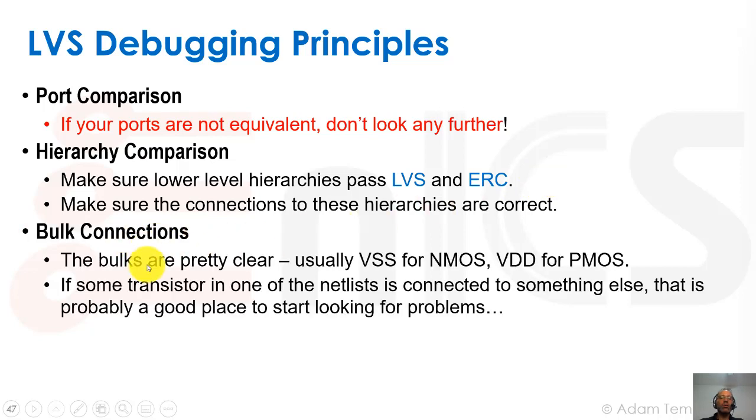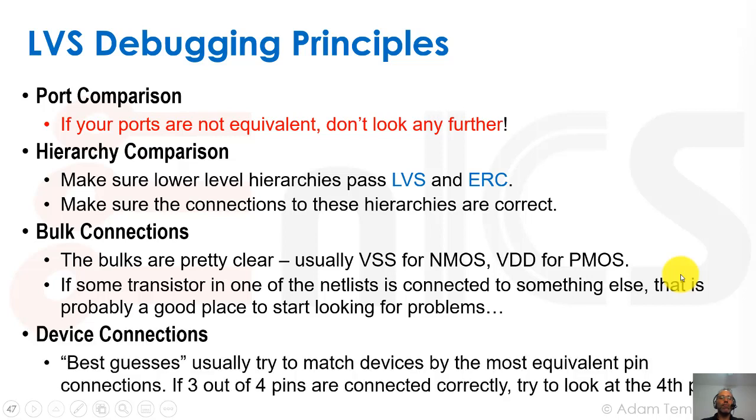Bulk connections. So the bulks are pretty clear, usually VSS for NMOSes and VDD for PMOSes, but sometimes that doesn't happen. So if some transistor in one of the netlists is connected to something else, that is probably a good place to start looking for problems, and I'll show you some examples in a minute.